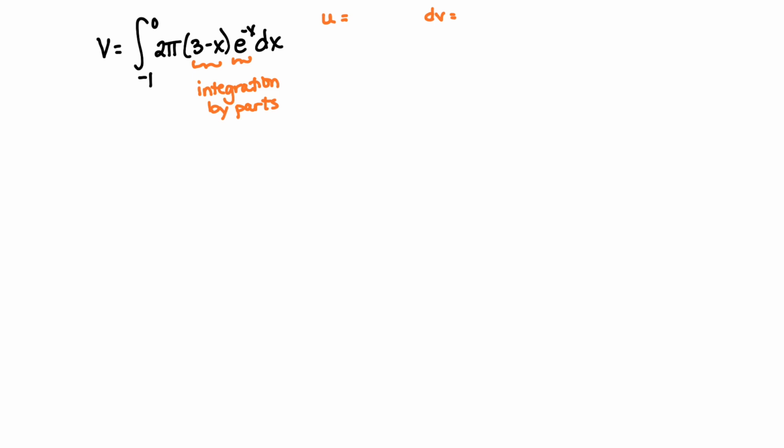So let's assign u to be 3 minus x, the algebraic function. And dv then becomes our exponential function, e to the minus x dx. Our next step is to then take the derivative of u, du, and that's actually going to be the derivative of 3 minus x with respect to x, which is just -1 dx.